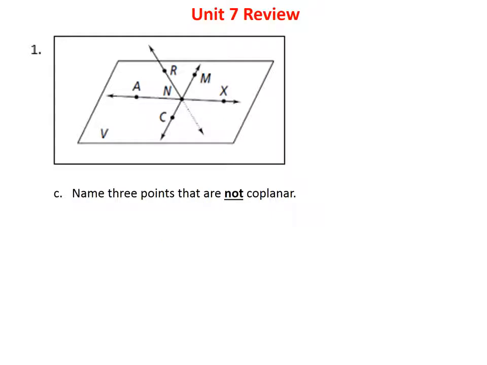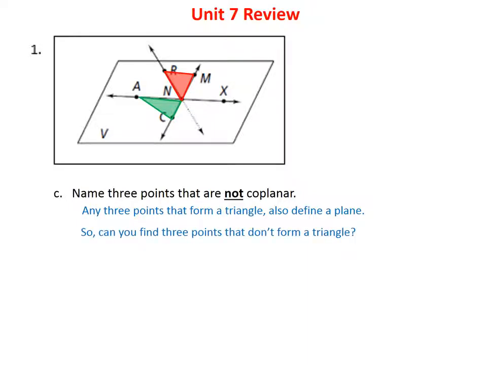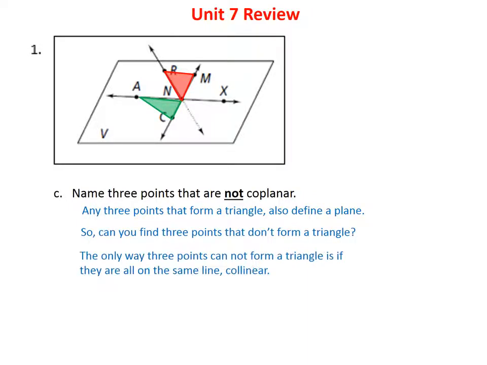1c is an unusual problem. It asks us to name 3 points that are not coplanar. Notice that any 3 points that form a triangle by necessity define a plane, so they're in that plane. So like R, N, and M, that's a plane kind of like a sail sticking out of the top of the plane V, but it forms its own plane. And of course any 3 in plane V, A and C, they're all in the plane V. So that might lead us to think that maybe if we could just find 3 points that somehow don't form a triangle. Well, the only way that can happen is if they're all on the same line, they're collinear.